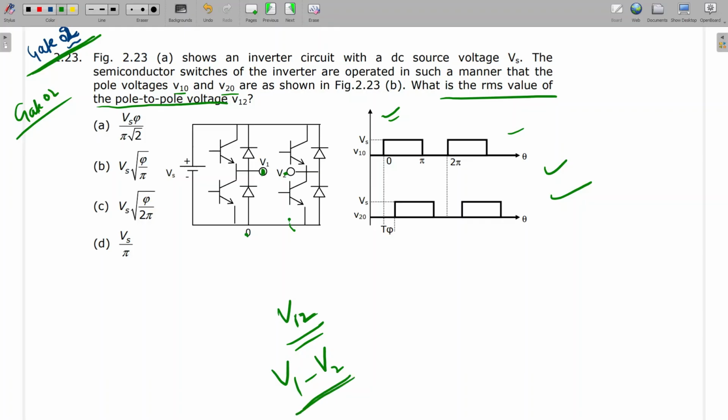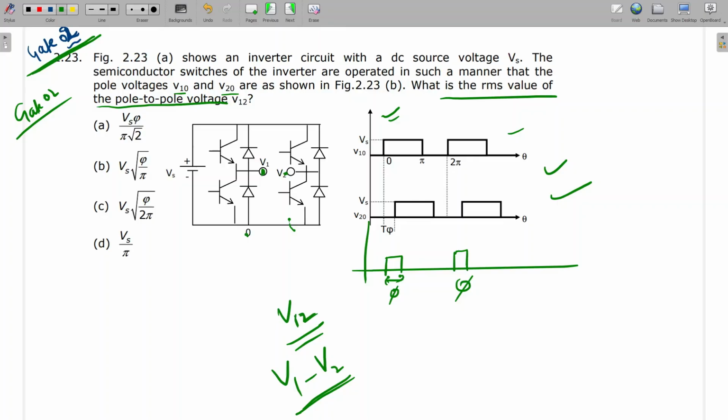Clear? Yes, sir. So that waveform will be like this, and here it will be like this. Is it clear? What is this value? 5. And this is also 5. So what will be the RMS value? Yes, and root 5 by 180.